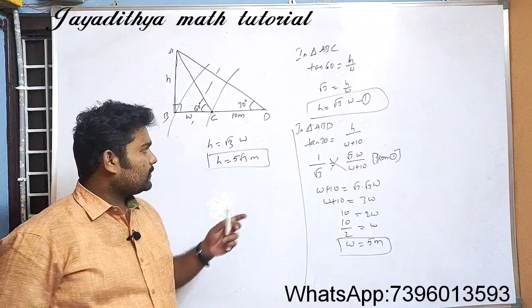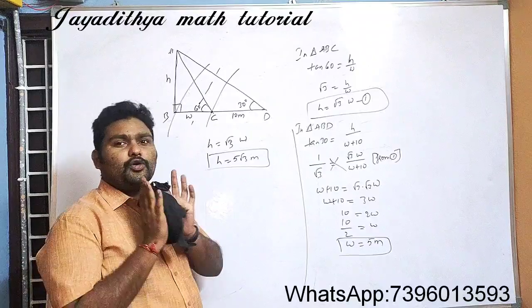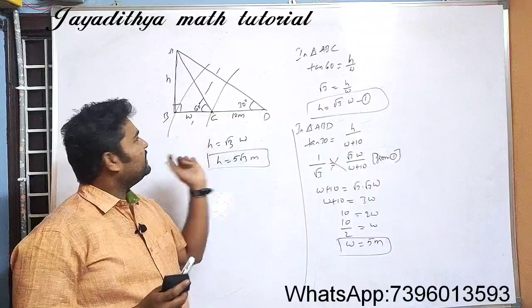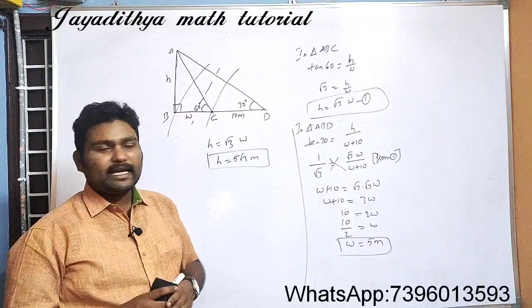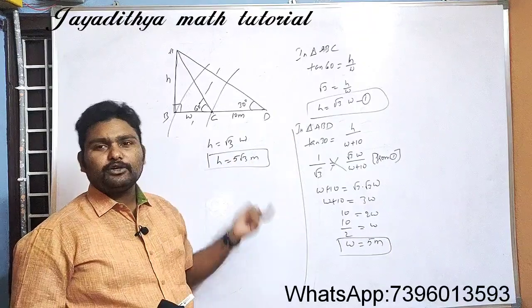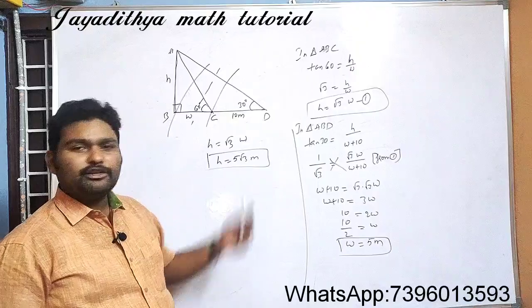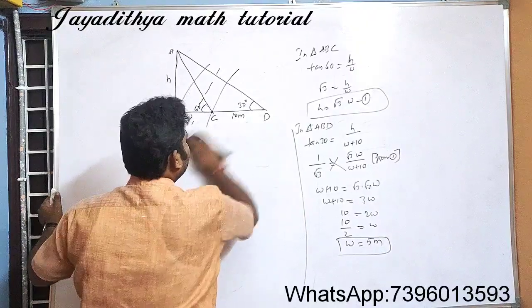Okay? Simple question. So each and every problem, only one thing. Take two triangles, equate anything. Any variable you equate and substitute in the second equation. So every time you will be getting two equations. Substitute one equation in the second one, then you will get the answer. That is very, very simple.